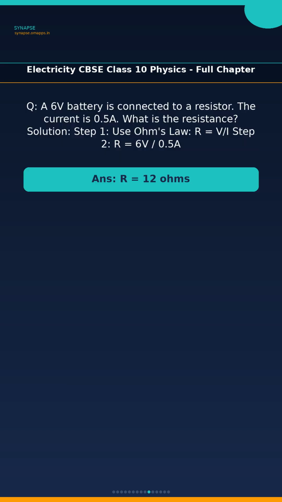Let's solve a typical exam question. A 6 volts battery is connected to a resistor, and the current flowing is 0.5 A. What's the resistance? First, use Ohm's law, R equals V divided by I. Then, substitute the values, R equals 6 volts divided by 0.5 A. That gives us a resistance of 12 ohms.